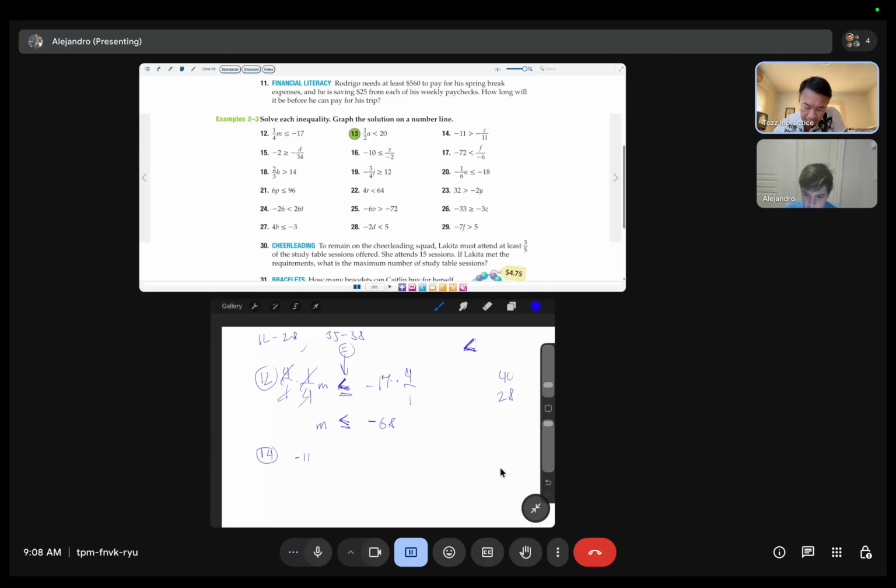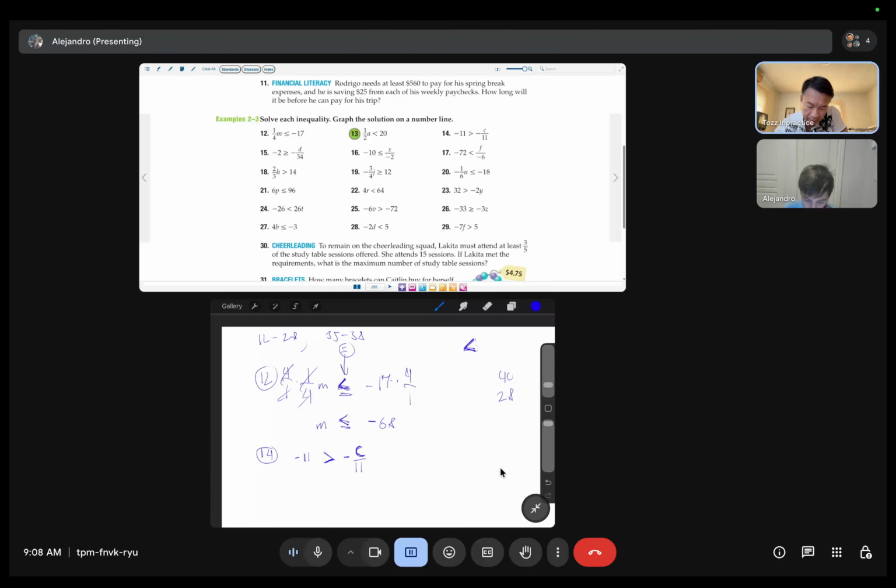14. Negative 11 is greater than negative C over 11. Now, let me ask. I think we're going to work on it immediately, and not flip it or anything like that. You could. So I'm going to assume that your teacher would actually go ahead and work on it if this were the case. So here, let's do it.